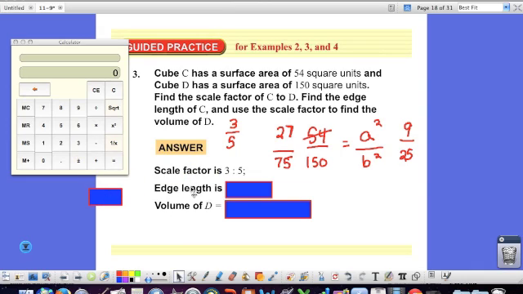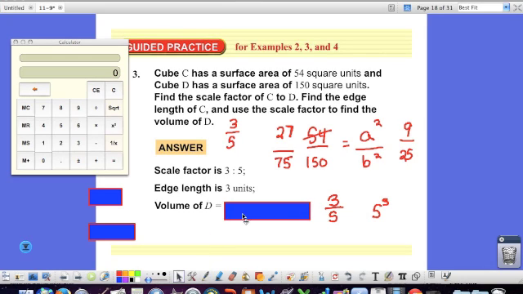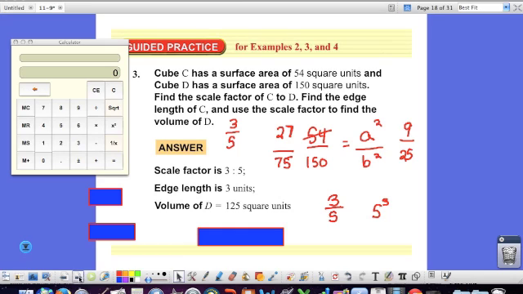So the edge length of each of these, they wanted the edge length of just C, is 3. And now we want the volume of D. So remember our scale factor, why is my pen not working now, is 3 to 5. D is the one on the bottom. 5 cubed is 125 square units.